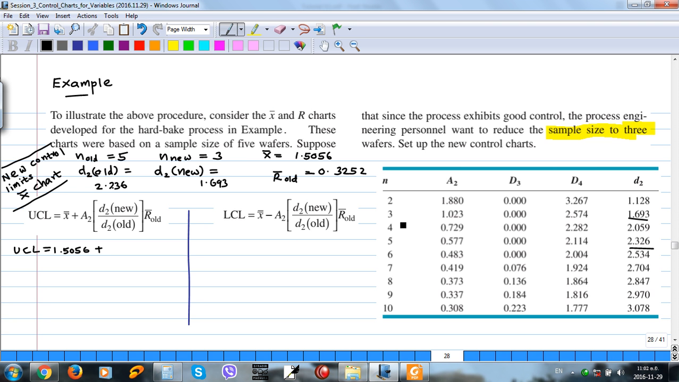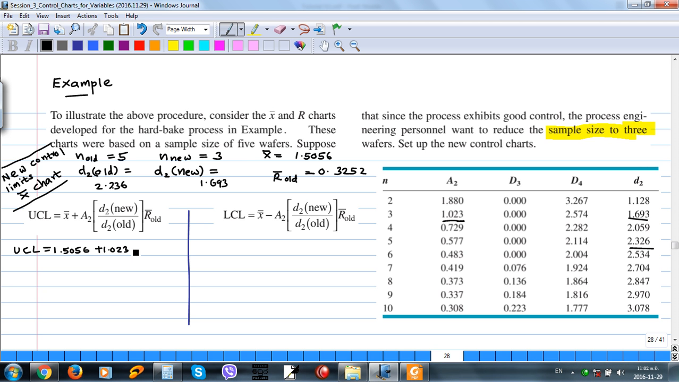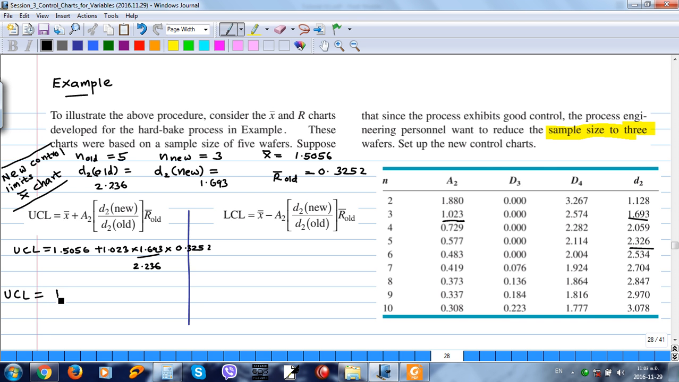A2 is for sample size 3. A2 is 1.023. 1.023 times R, D2 new equals 1.693, D2 old equals 2.236, into R bar old equals 0.3252. If you simplify this, you can find the upper control limit as 1.7575. Try this. I am not going to simplify this and show you.